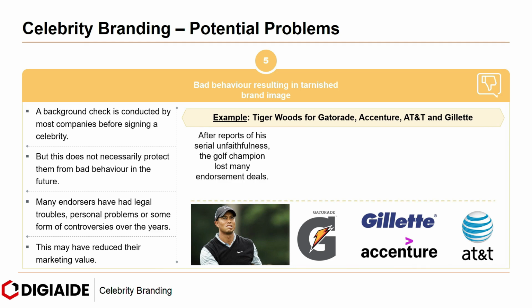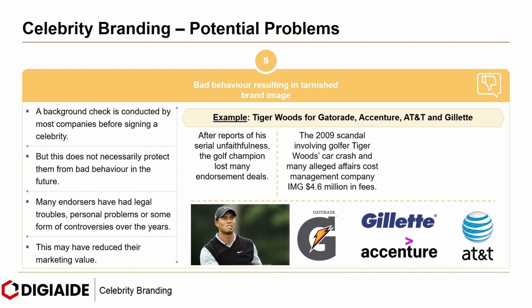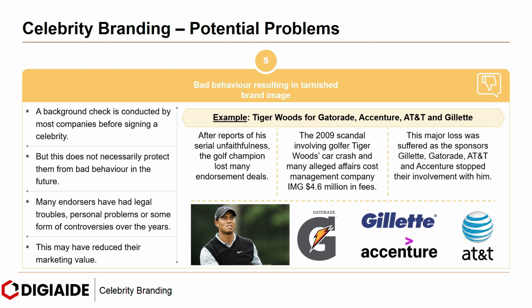After reports of his serious unfaithfulness emerged, the golf champion lost many endorsement deals. The 2009 scandal involving the golfer's car crash and many alleged affairs cost management company IMG $4.6 million in fees. This major loss was suffered as the sponsors Gillette, Gatorade, AT&T, and Accenture stopped their involvement with him then.